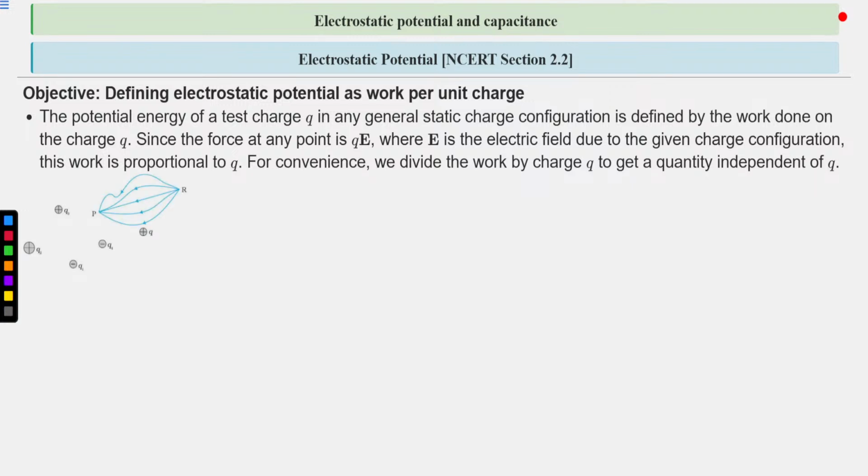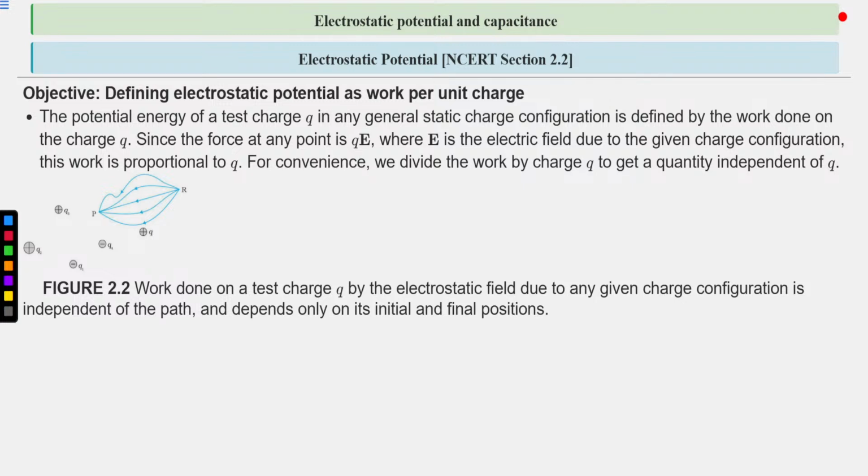So this is the charge configuration we are taking here. This is Q2 charge, Q3 charge, Q1 charge, and Q charge and Q4 charge. These charges produce an electric field E, and the force at any point in the electric field is QE, experienced by this Q. As the work is proportional to Q, we have to find a quantity that is independent of Q. So we divide the work done by Q.